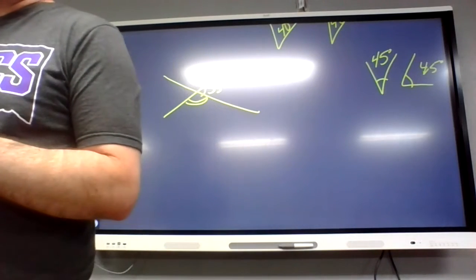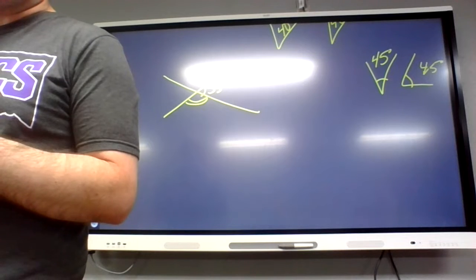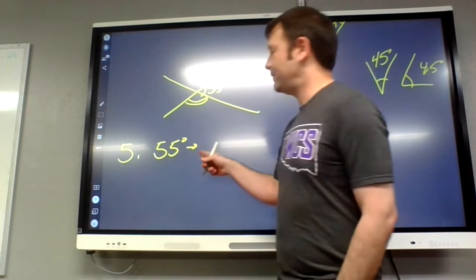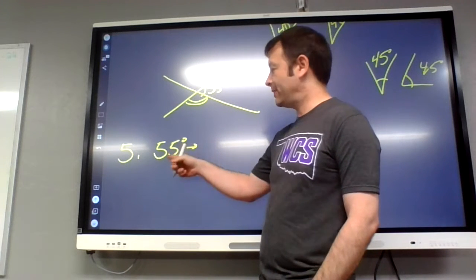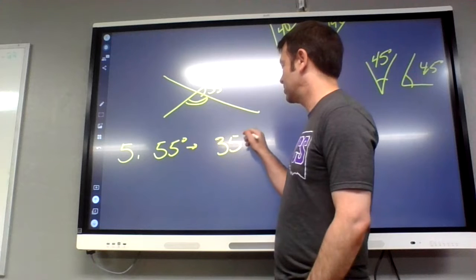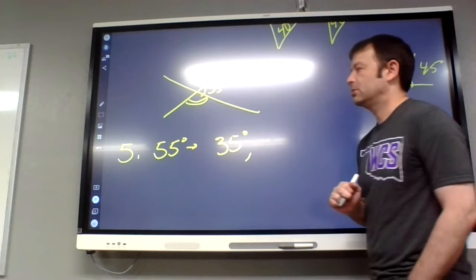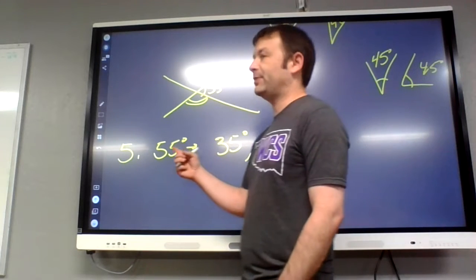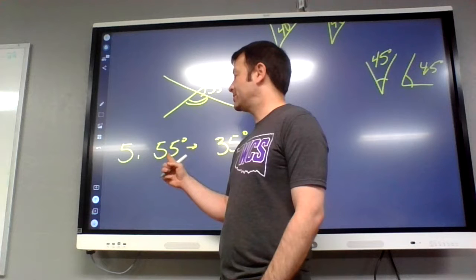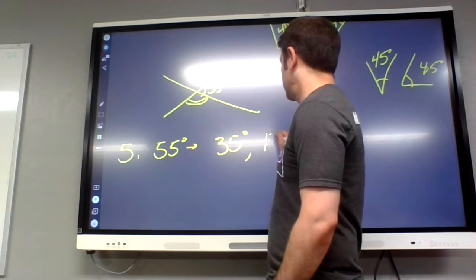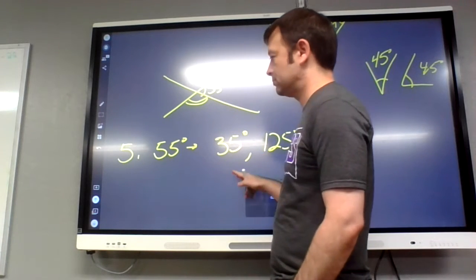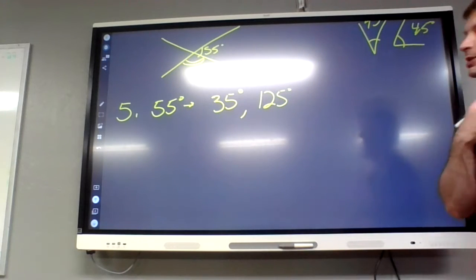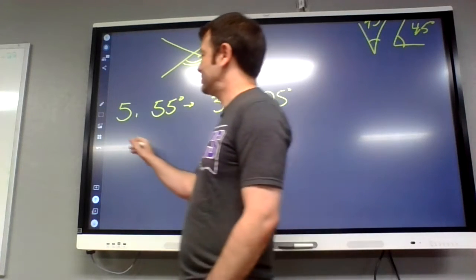Number 5, what is the measure of the complement of angle JKI? The complement adds up to 90. So what is the complement of 55 degrees? 35. 90 minus 55, yeah, 35 degrees. What is the supplement of 55 degrees? 125. 180 minus 55, 125. So complement means they have to add up to 90. Supplement means they add up to 180.